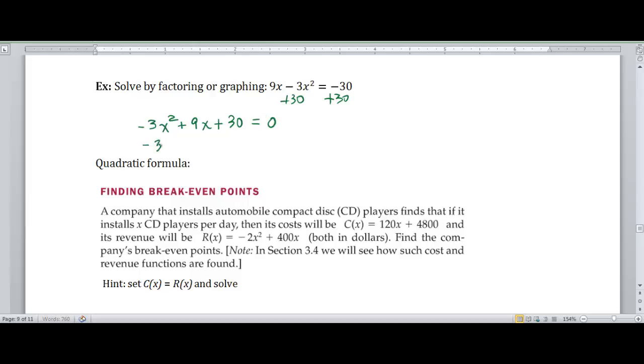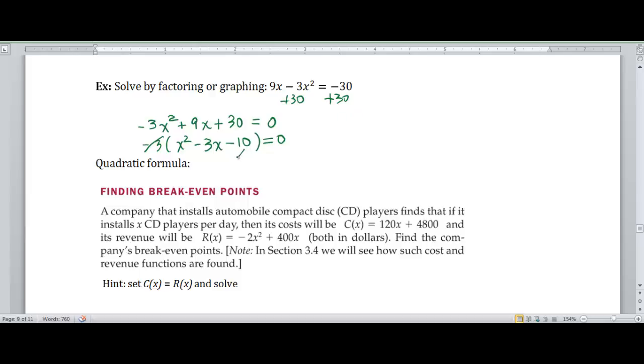So if I factor out a negative 3, I get x squared minus 3x minus 10 equals 0, right? So that gives you negative 3x squared plus 9x plus 30. You divide by negative 3 on both sides, so then the negative 3 goes away. Okay, and then we want to factor this. So x squared minus 3x minus 10.